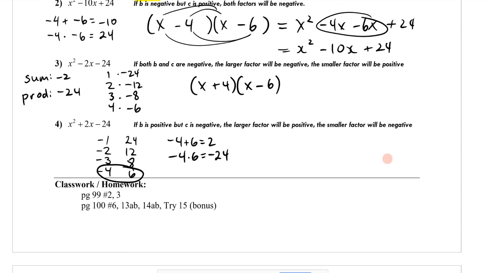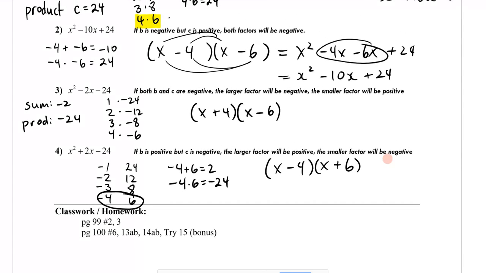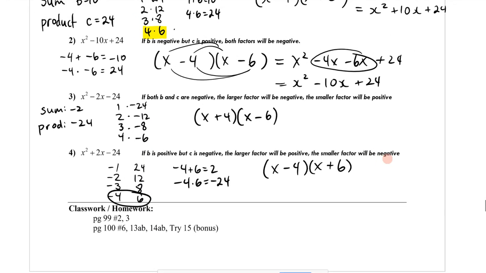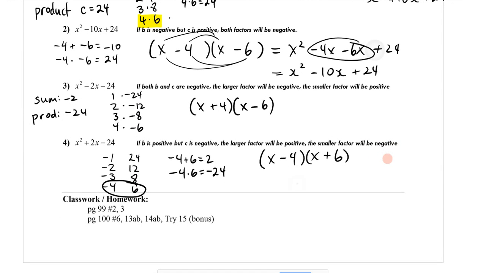Okay, and so b and c are satisfied. I'll write out the factored form, create your two brackets, x and x. One will be minus 4, the other one will be plus 6. And there you go, simple trinomial factoring review in a nutshell. And that ends this video.